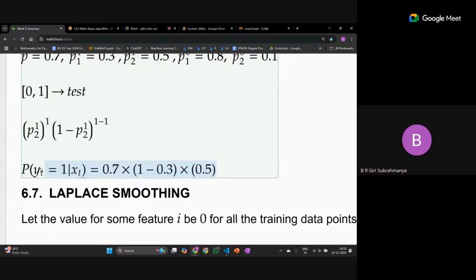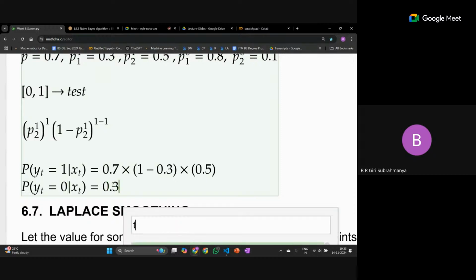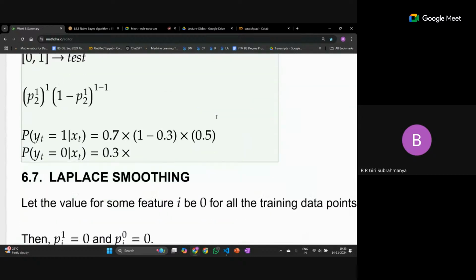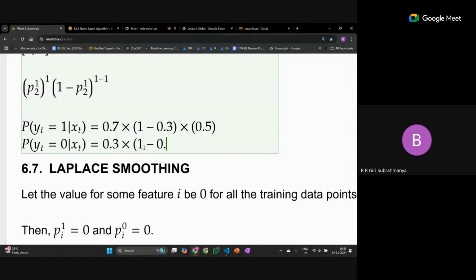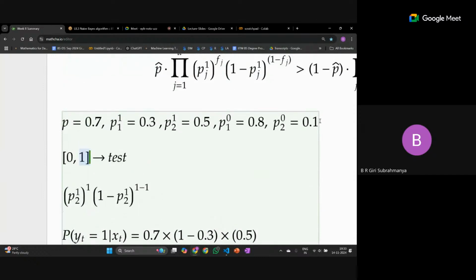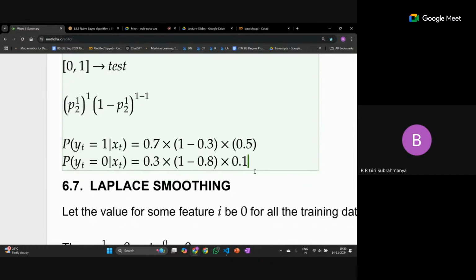Now this is for y test being equal to 1. You should also look at it for y test being equal to 0. For that you will have 0.3 here, times, since the first feature is 0, 1 minus 0.8, which is 0.2. And for the second one, since the feature is 1, you will have 0.1. So this is how you will predict. Now you will multiply these and see which one is greater.